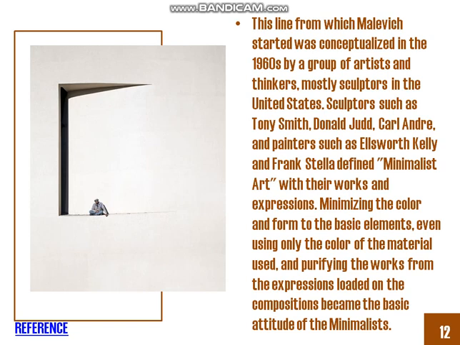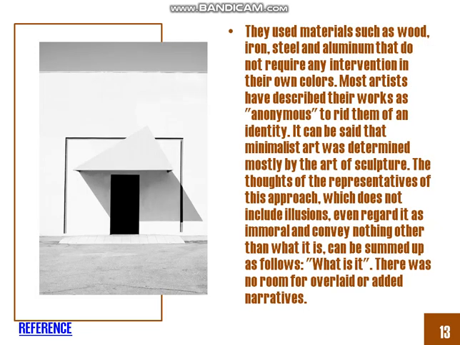They defined minimalist art with their works, minimizing the color and form to basic elements, even using only the color of the material used. Moving away from the expressionists, whose work was rooted in composition, became the basic attitude of the minimalists. They use materials such as wood, iron, steel, and aluminum that don't require any intervention in their own colors. Most artists have described their works as enemies of identity. It can be said that minimalist art was determined mostly by the art of sculpture.